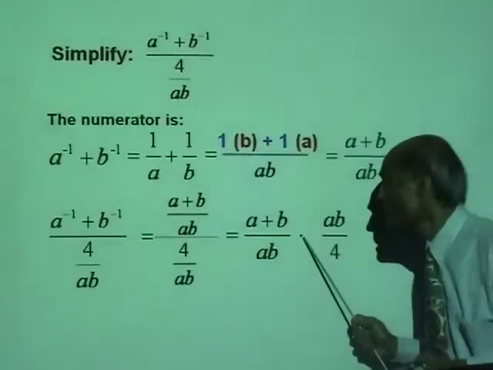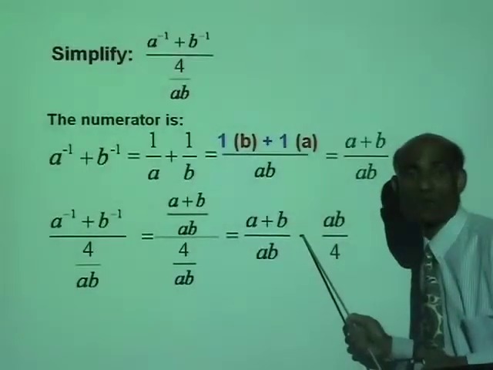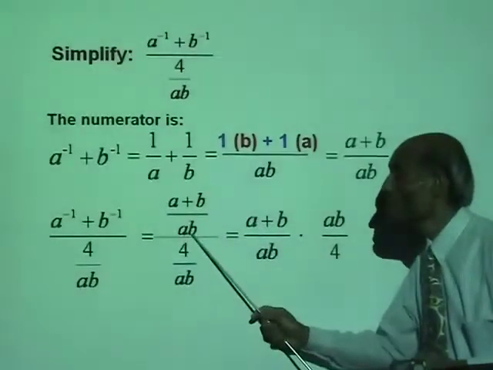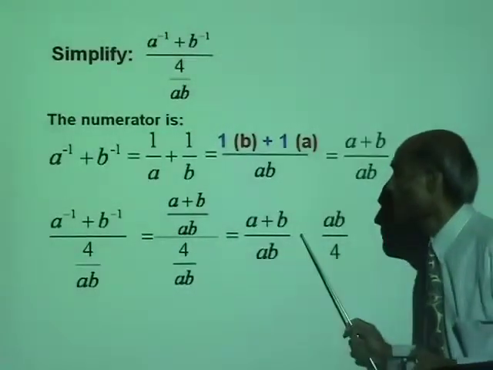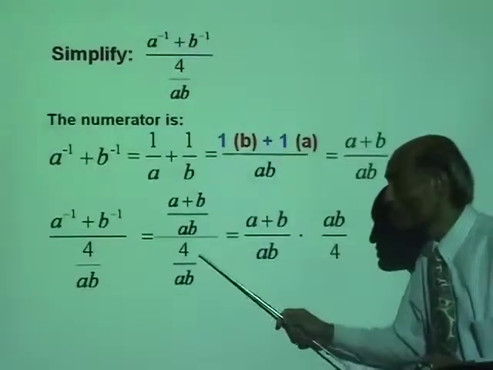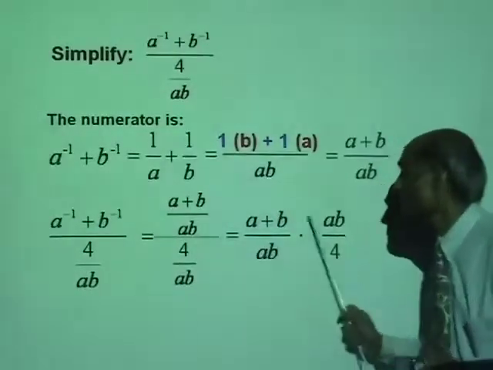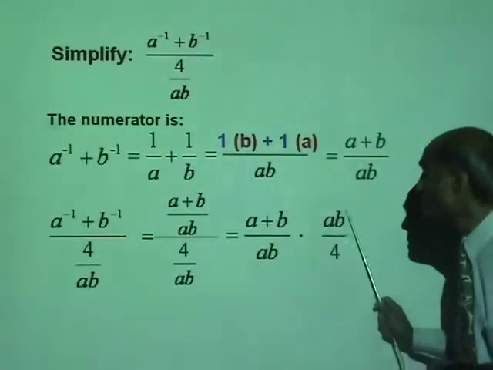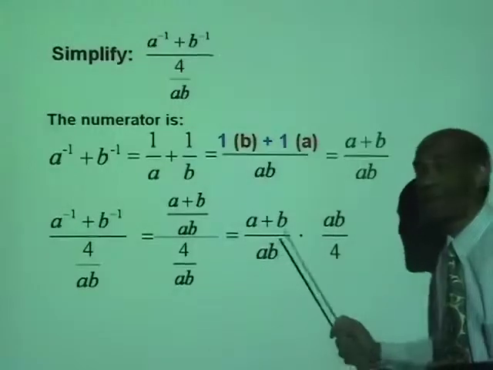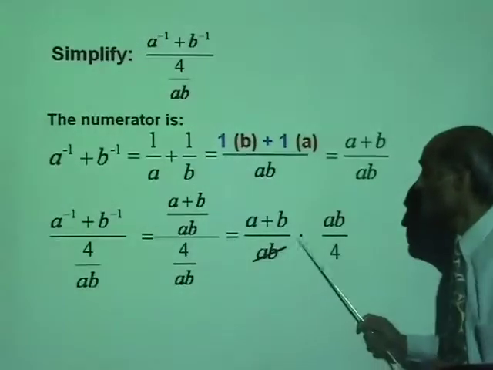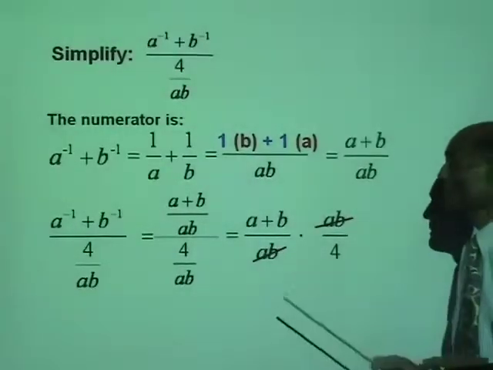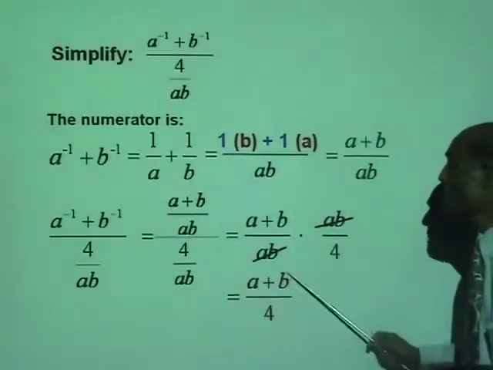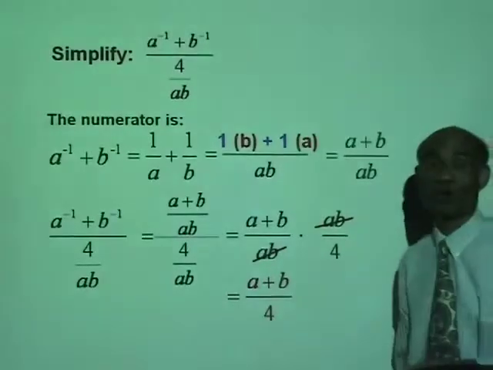You can see here the computer did not mess up. It gave me the multiplication sign. So that will be a plus b over ab multiplied by the reciprocal of this, which is ab divided by 4. And now there is an ab on the numerator and ab on the denominator. They will cancel, giving us the simple answer a plus b on the numerator and 4 on the denominator.